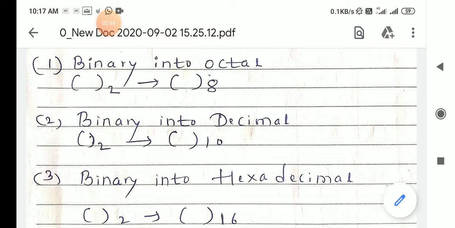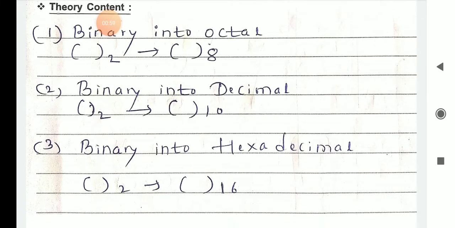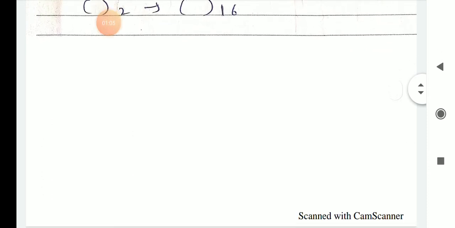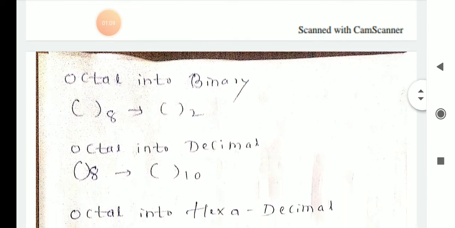First one, binary into octal, where binary stands for 2 and octal stands for 8. Second one, binary into decimal, binary is 2 and decimal is 10. Third one, binary into hexadecimal, where binary is 2 and hexadecimal is 16. So first we will take some conversion problems.